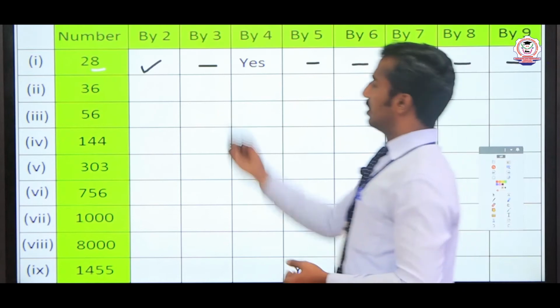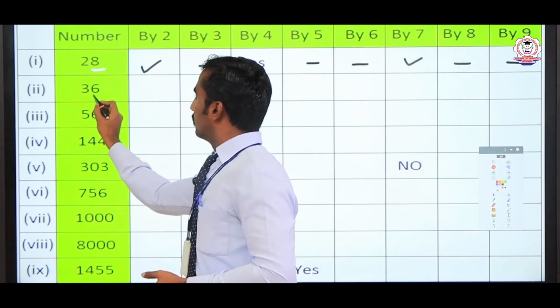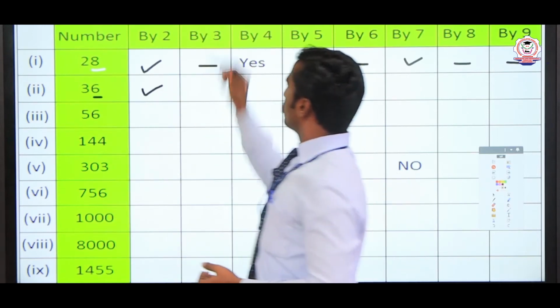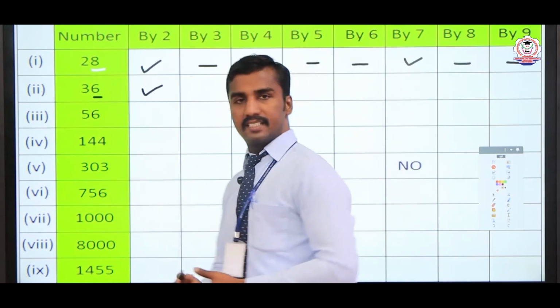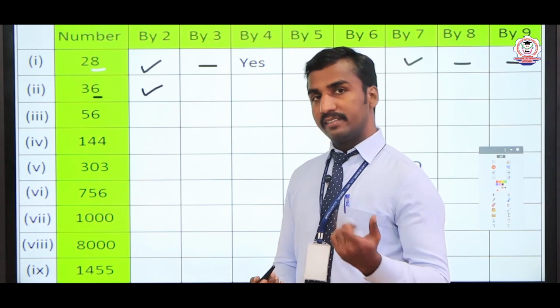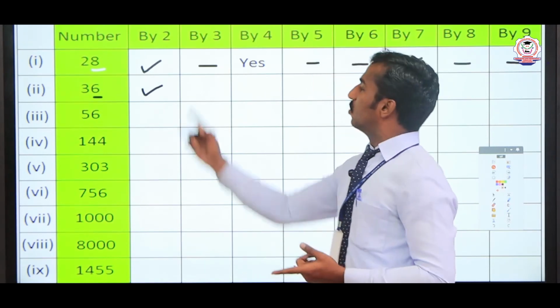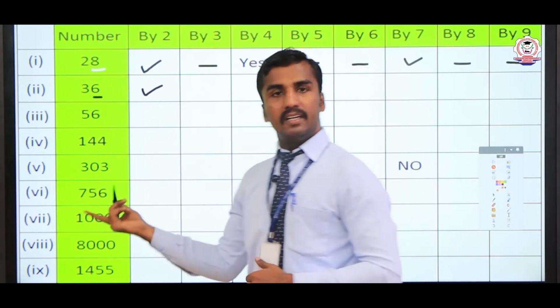Next number, 36. Divisible by 2: 6 is an even number, so it is divisible by 2. Next, divisible by 3. Sum of the digits: 3 plus 6 equals 9. Is 9 divisible by 3? How many times? Very good, 3 times, 3 threes are 9. So 9 is divisible by 3, and then 36 is also divisible by 3.